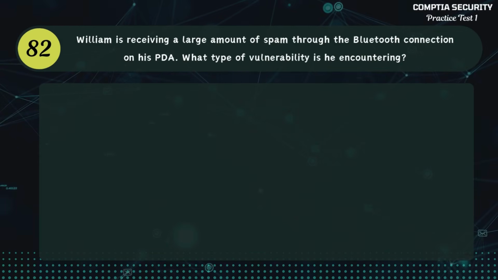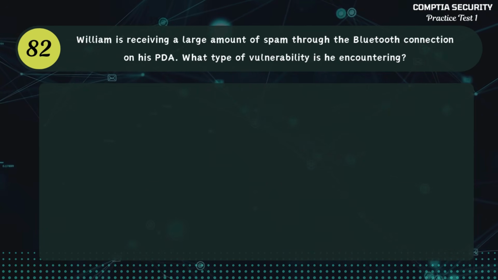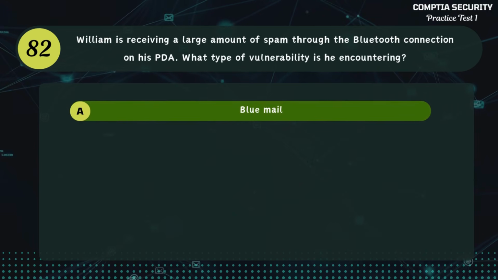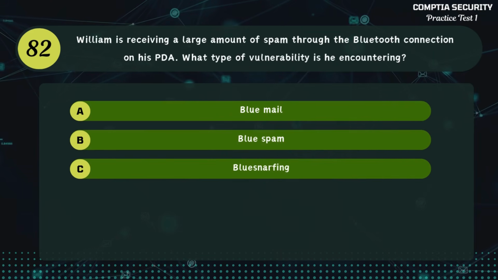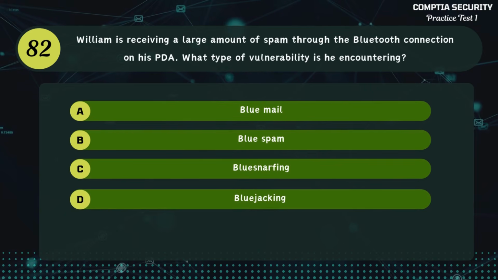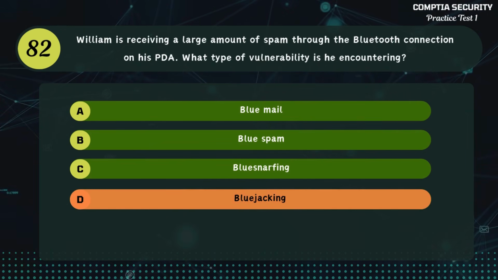Question 82. William is receiving a large amount of spam through the Bluetooth connection on his PDA. What type of vulnerability is he encountering? A. Blue mail. B. Blue spam. C. Bluesnarfing. D. Bluejacking. Correct answer D. Bluejacking.